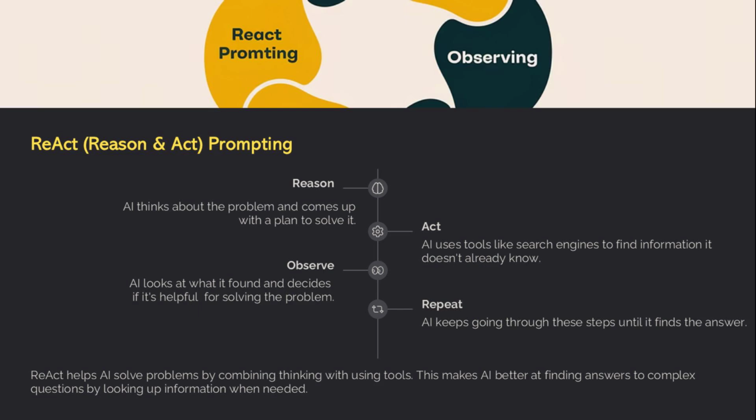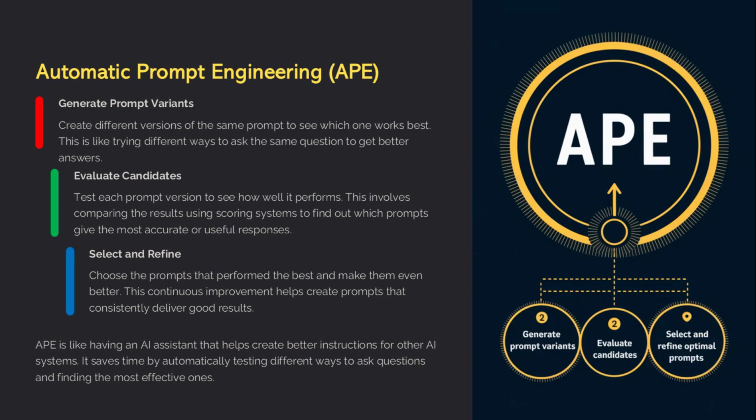This cyclical process of thinking and doing allows the AI to leverage both its language understanding and its ability to interact with the external world. The integration of reasoning and acting is what makes REACT a powerful approach for developing autonomous AI agents that can tackle open-ended, knowledge-intensive tasks. Automatic prompt engineering, APE, is a powerful technique for optimizing prompts used to instruct AI systems.